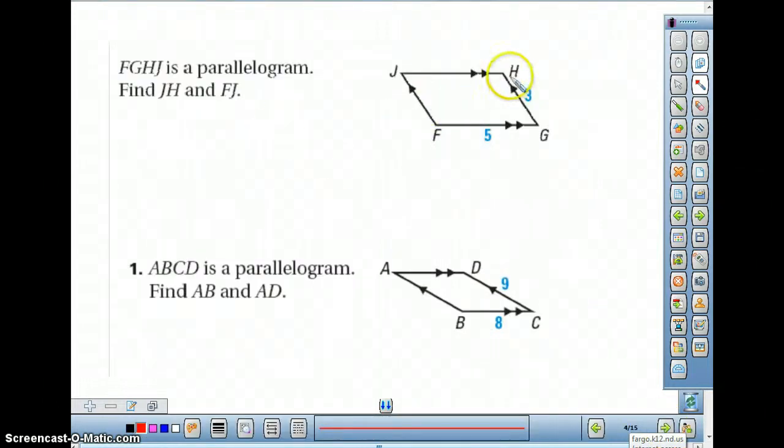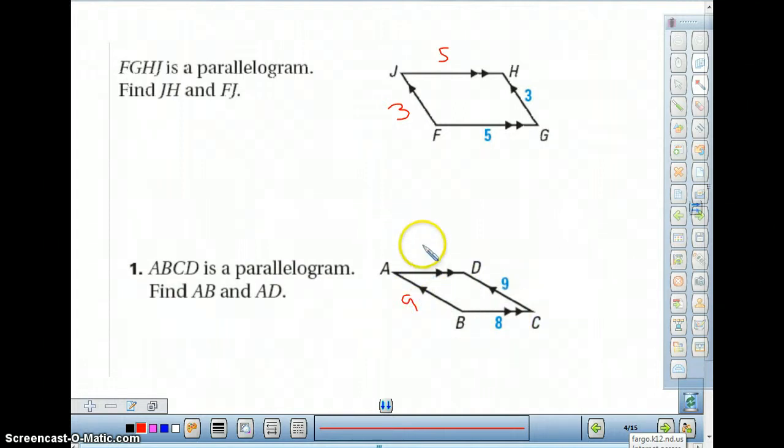Okay, so if HG is 3, then FJ is also going to be 3 because those two sides are congruent. Okay, FG is 5, so JH is also going to be 5 because those two sides are congruent. Okay, same thing happens down here. Opposite sides, DC is 9, so AB has to be 9. BC is 8, so AD has to be 8. Okay, sides opposite each other are going to be congruent.